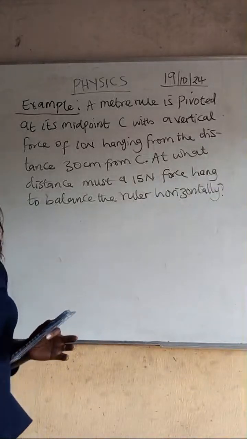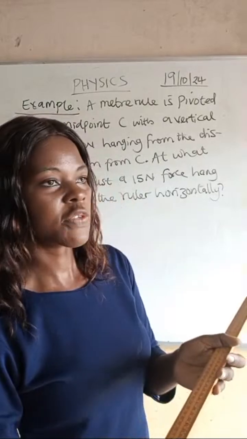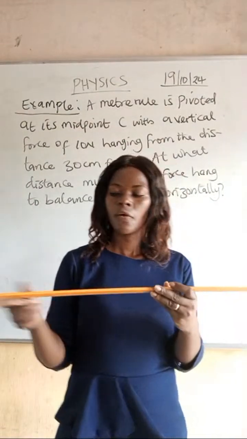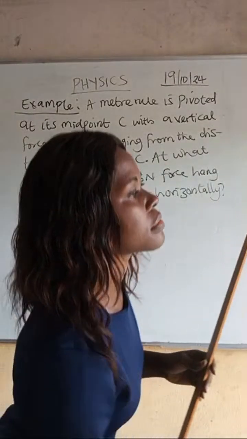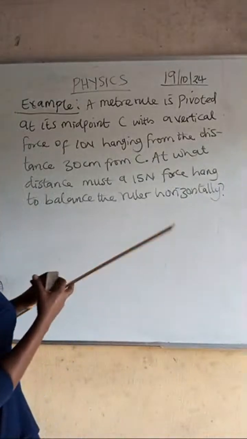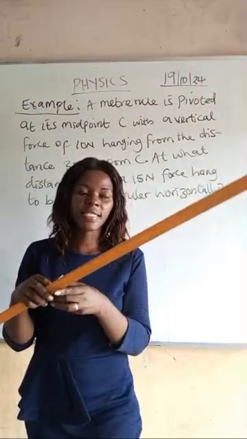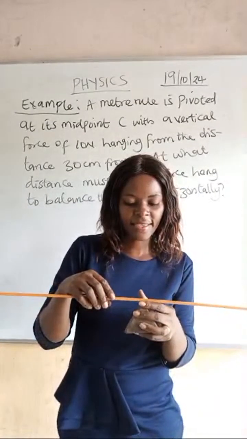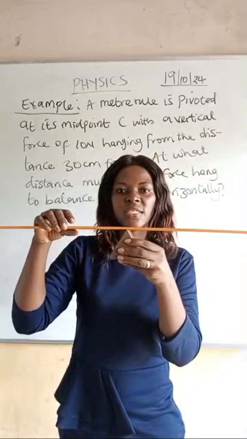Now, for us to look at this question, this is a meter rule. And I was told that the meter rule ranges from 0 to 100. And this is a pivot, we call it a knife edge. Now, this pivot is at its midpoint, so you are going to place it at its center, which is 50, so it can balance horizontally.